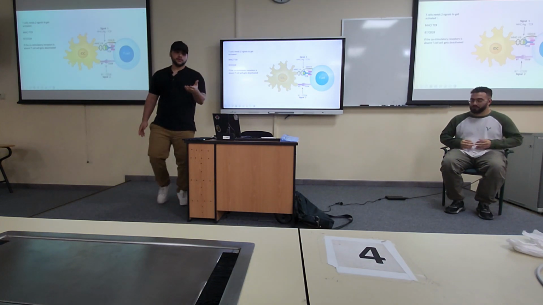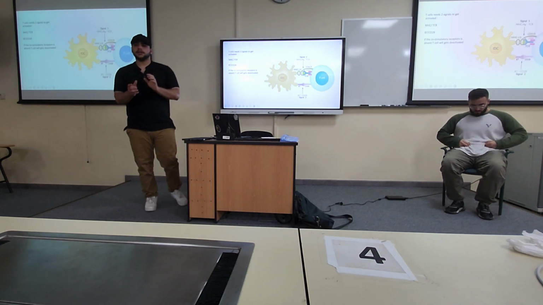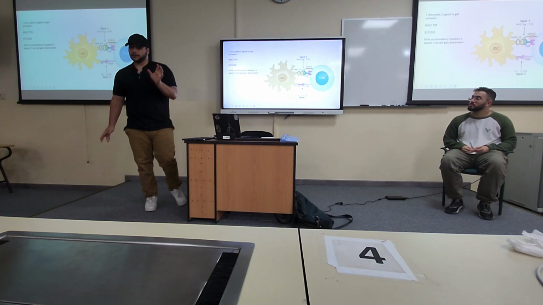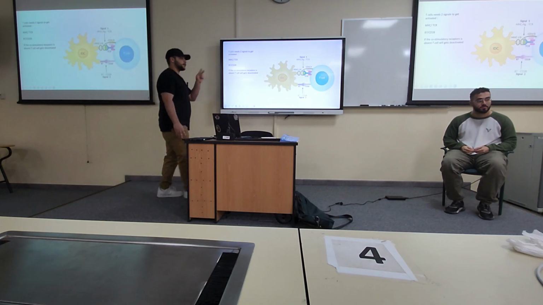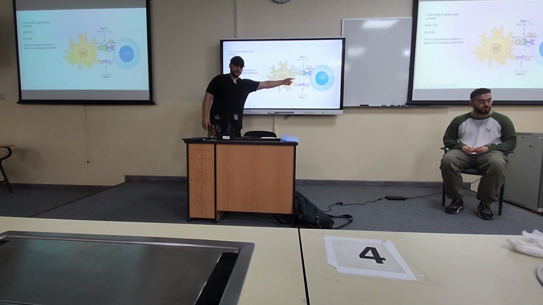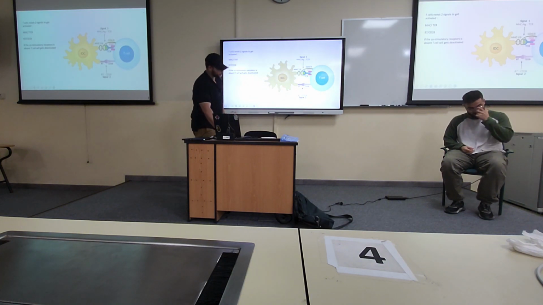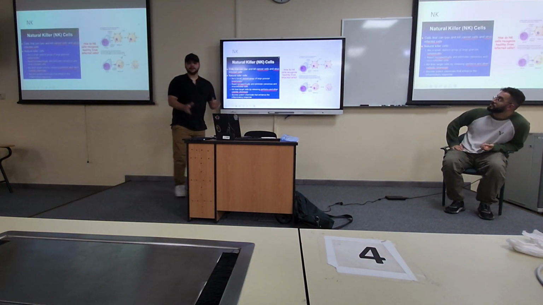Without the second signal, the co-stimulatory signal, it will not get activated. The T cell will go into anergy. Anergy means deactivation. It will not work. It will not kill any pathogen. So we need two signals. First one is B7-CD28. Okay, we finished dendritic cells.